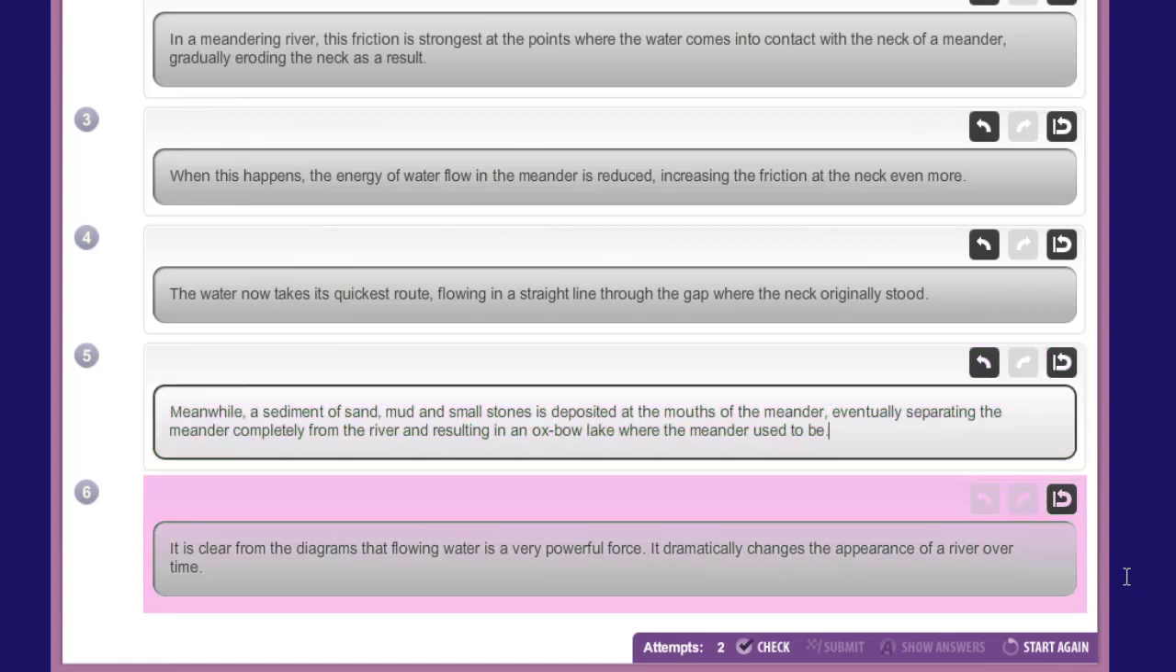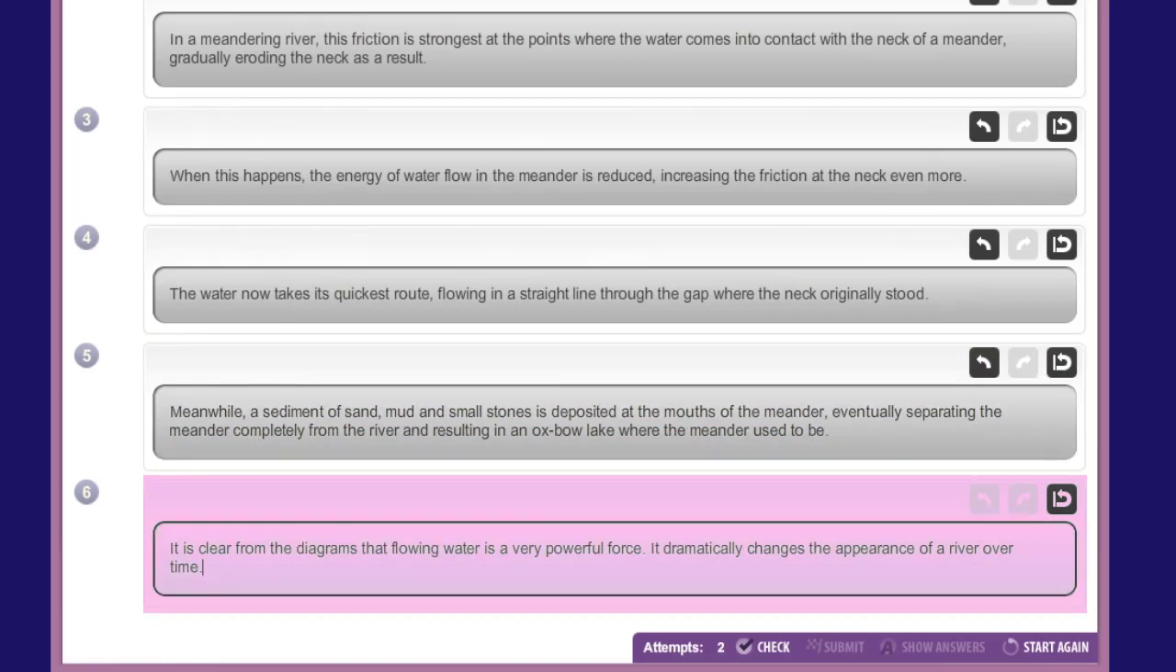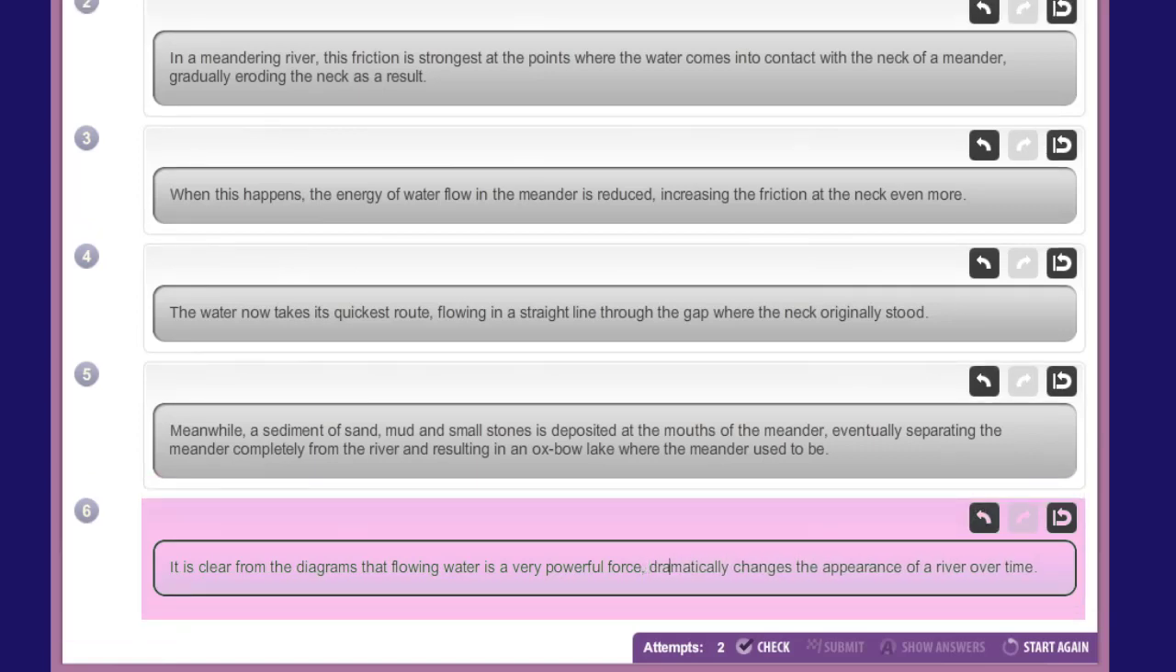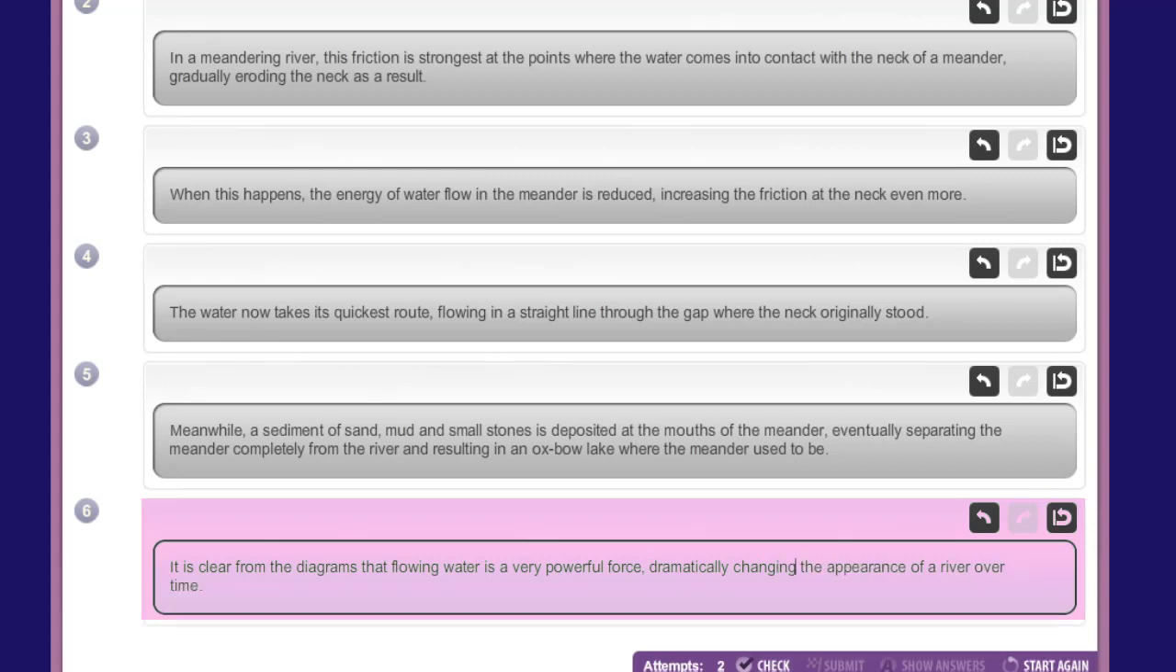In the final sentence, number 6. It is clear from the diagrams that flowing water is a very powerful force. It dramatically changes the appearance of a river over time. Let's change this one. So, it's clear from the diagrams that flowing water is a very powerful force, dramatically changing the appearance of a river over time.